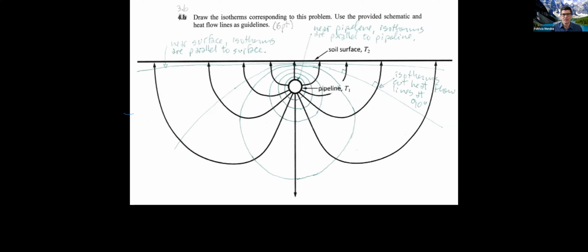So let's go back to our calculation of shape factors. So what happened here with the mouse? I lost my mouse.